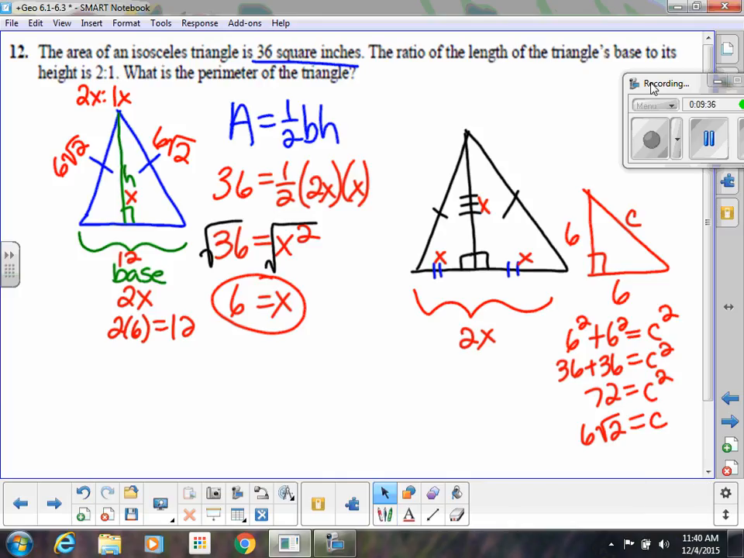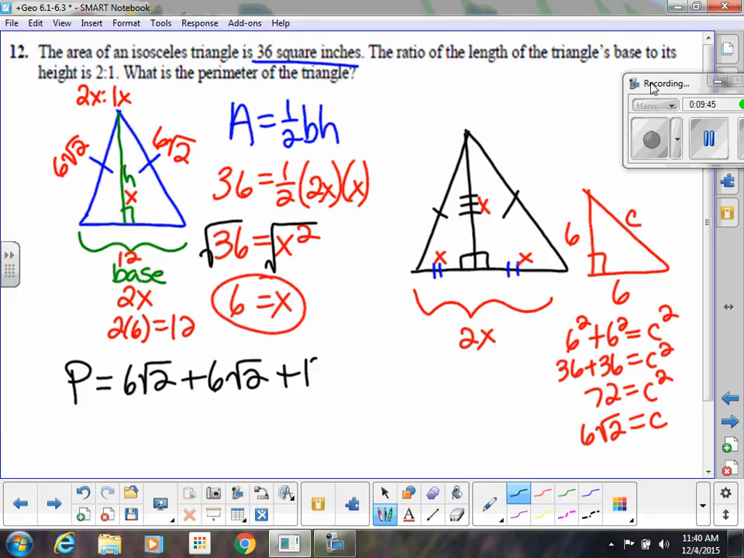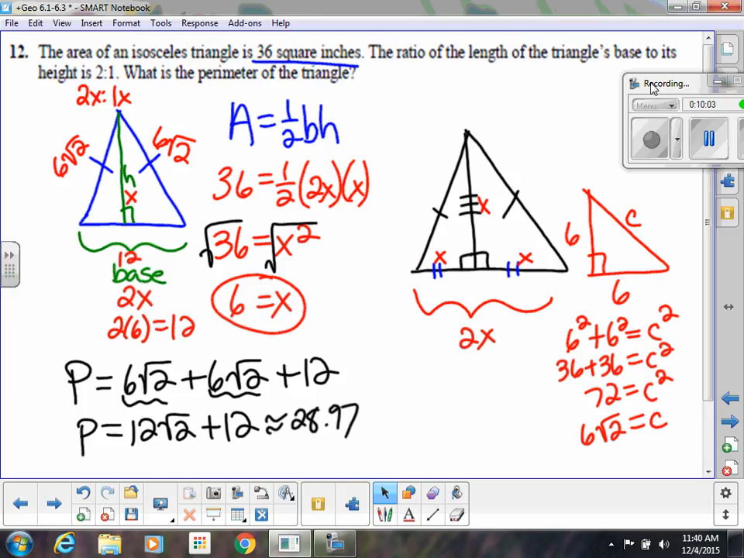Okay, so now we're ready to do perimeter. Perimeter is going to be 6 root 2 plus 6 root 2 plus 12. So remember when we combine these, we just add those 6's together. So that's going to be 12 root 2 plus 12. You can also do a decimal if you wanted to, and that would be about 28.97. So depending on what the directions asked, if they wanted a decimal or not.